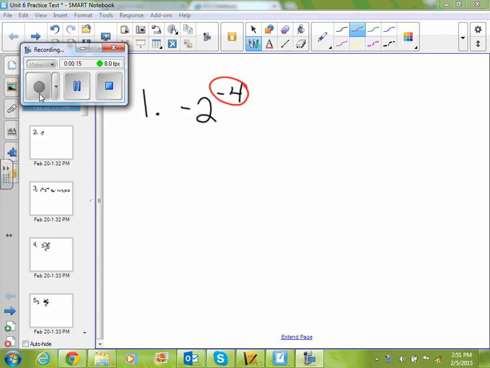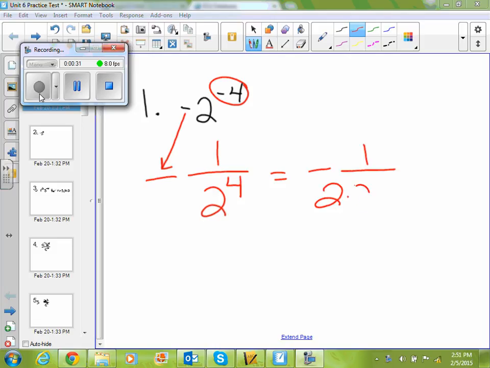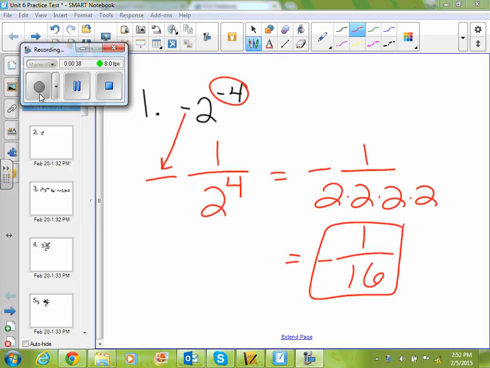1 over negative 2 squared. Yep, and this negative stays out front. So this is like negative 1 over 2 times 2 times 2 times 2, which is 16. So negative 1 over 16. Okay, that's right. All right, so any questions on number 1?